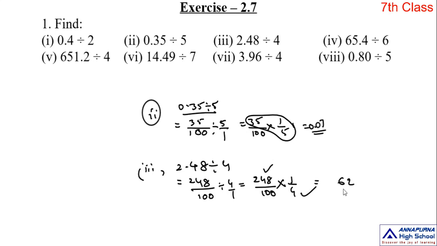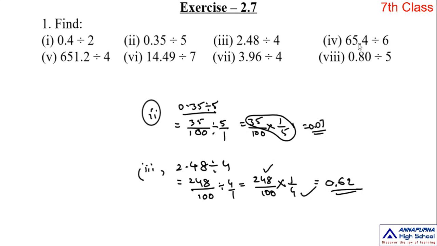Now you make the similar placement of the decimal point: point after 2 digits. Now we count 2 digits, 1, 2, put the point. Here you see the point after 2 digits. So it is 0.62. Did you understand? So 0.62. Now come to the next one.